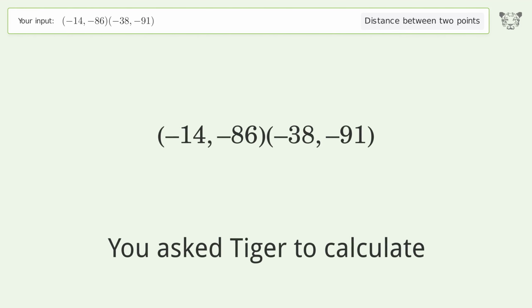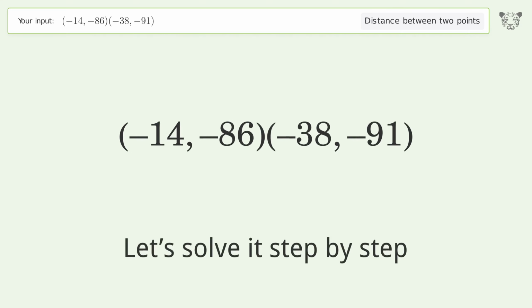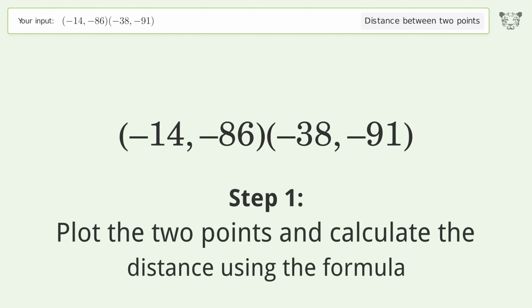You ask Tiger to calculate. This deals with the distance between 2 points. The distance between the 2 points is the square root of 601, or 24.515. Let's solve it step by step. Plot the 2 points and calculate the distance using the formula.